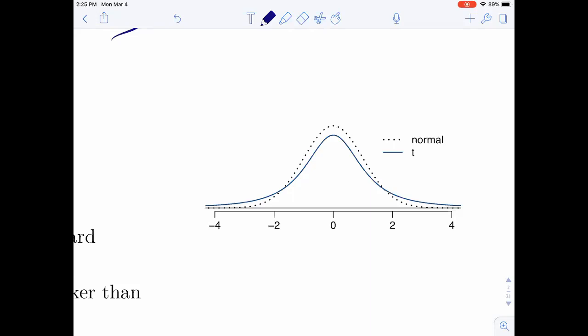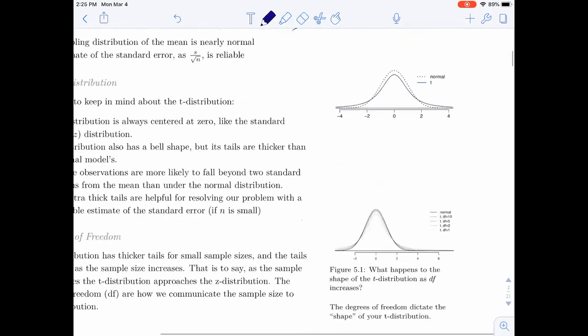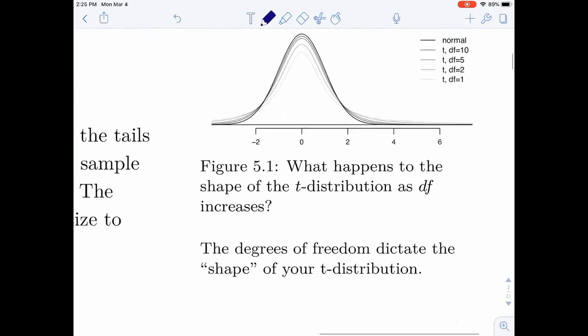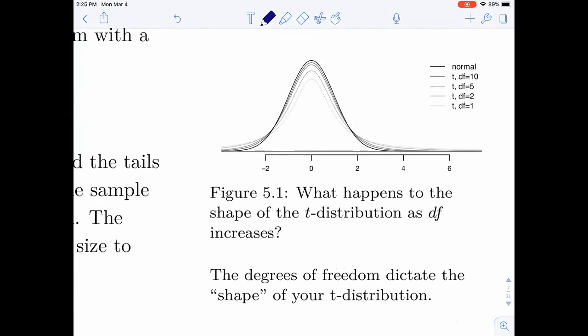And what we'll see when we compare the two is that we don't actually need a huge sample size for them to be essentially the same. Okay? I guess I should talk about degrees of freedom first. Degrees of freedom are how we communicate our sample size to our T distribution. Okay? So for the one sample case, our degrees of freedom are going to be your sample size minus 1. So just n minus 1.